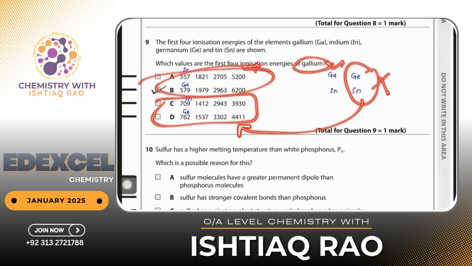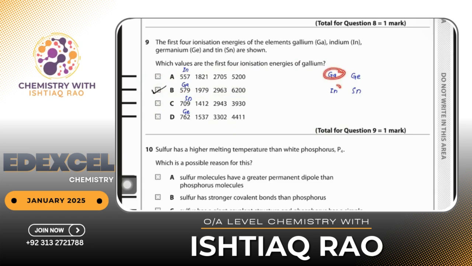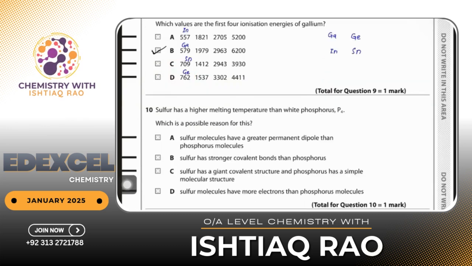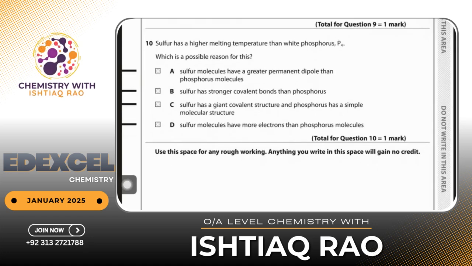So then I have to try these two. Gallium should be higher. Indium should be lower. This is higher. This is lower. That's why B for ball is correct. Simple. Yeah, it's a tricky question, I can say.